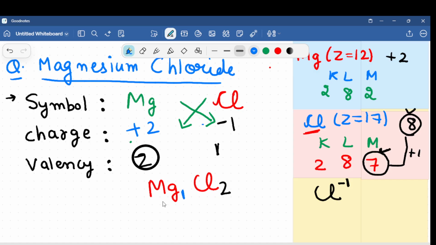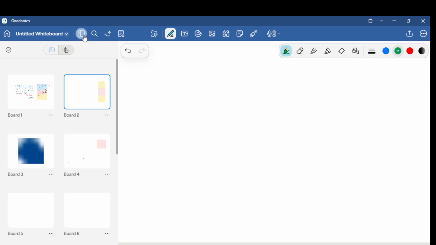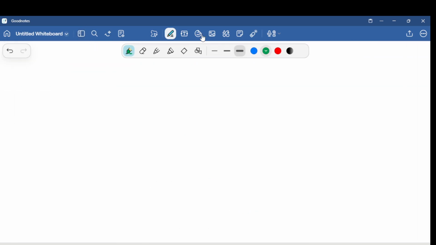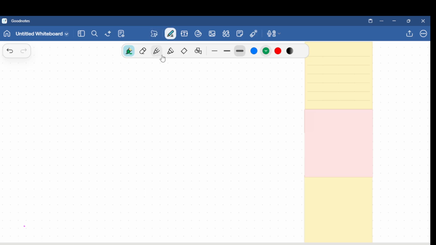So it will become Mg1Cl2. And according to the rules for writing the chemical formula, whenever we come across 1, so 1 is omitted. That's why the final formula will become MgCl2. I hope this is clear to you all, right? So we will see another question to understand this concept in a better way, right? Let's see.